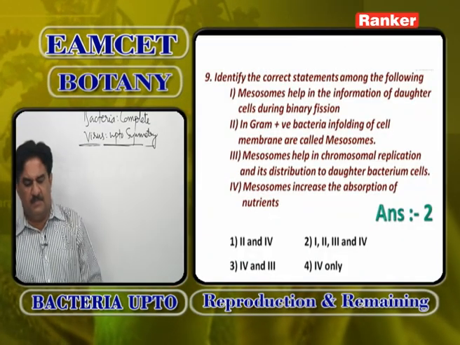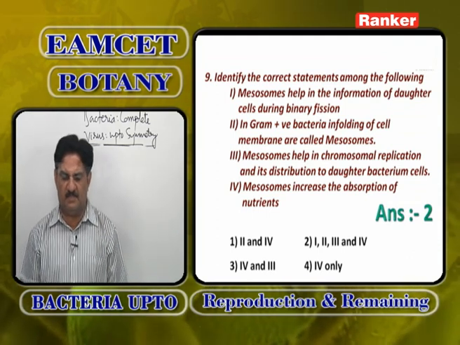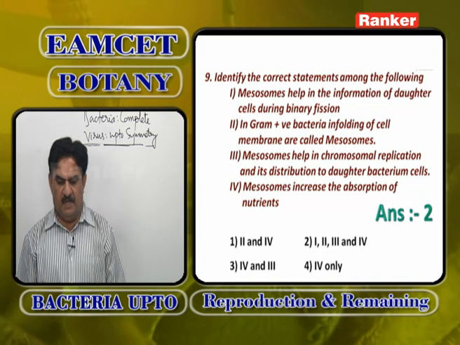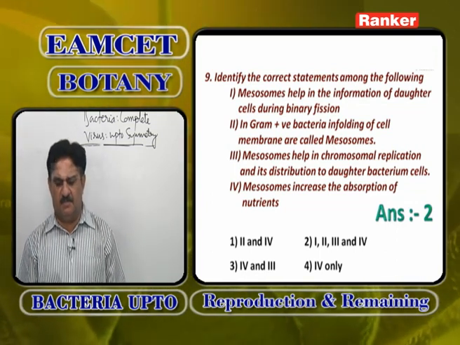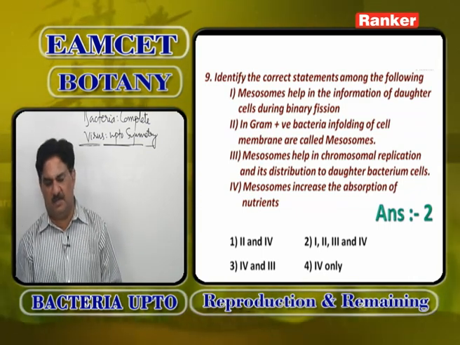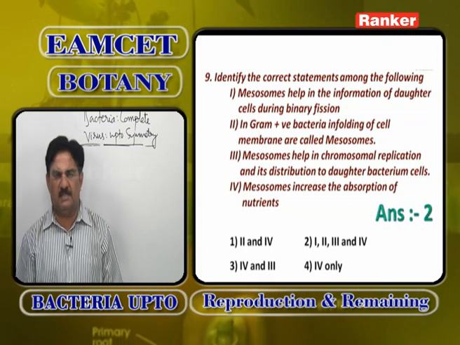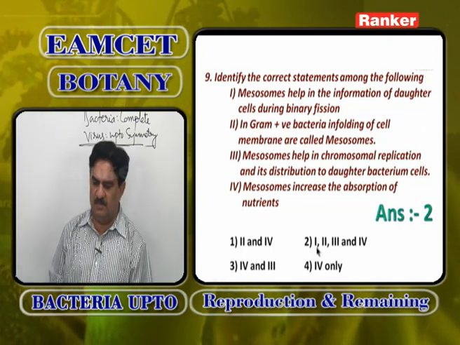So, mesosomes help in the formation of daughter cells during binary fission. In gram-positive bacteria, infoldings of the cell membrane are called mesosomes. Mesosomes help in chromosomal replication and their distribution to the daughter bacterial cells. Mesosomes increase the absorption of nutrients. All are correct. So, the answer is 1, 2, 3, 4.